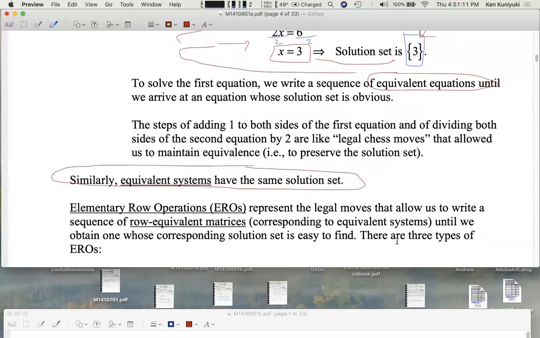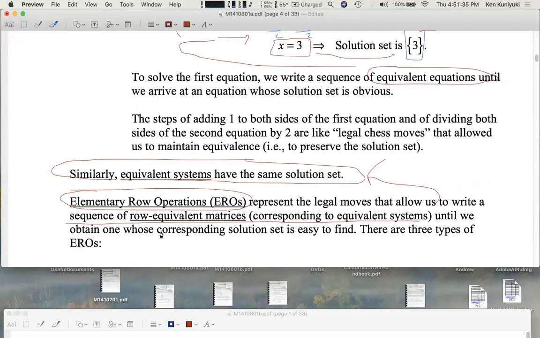And what are the legal moves or operations? They're called elementary row operations. I'll abbreviate them EROs. These are categories of legal moves or operations that allow us to write a sequence of row equivalent matrices, which correspond to equivalent systems, meaning they all have the same solution set. The idea is that we write equivalent or row equivalent matrices until we obtain one whose corresponding system and whose corresponding solution set is easy to find.